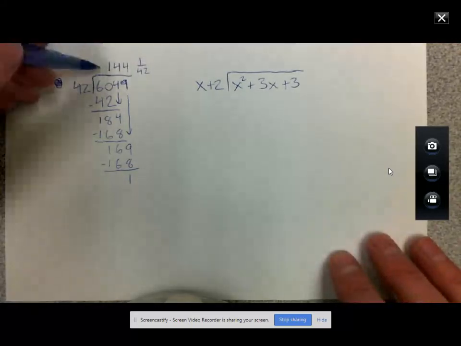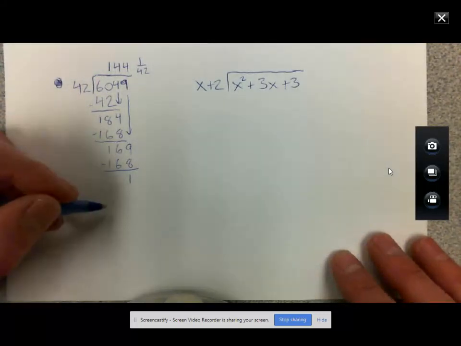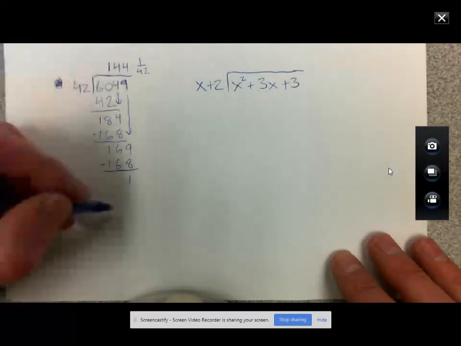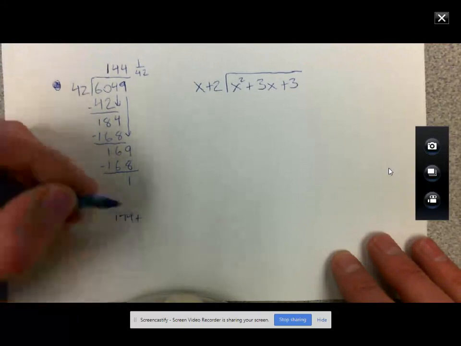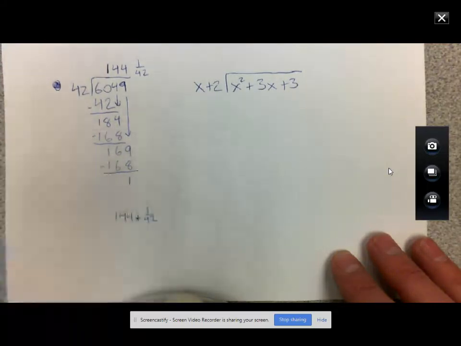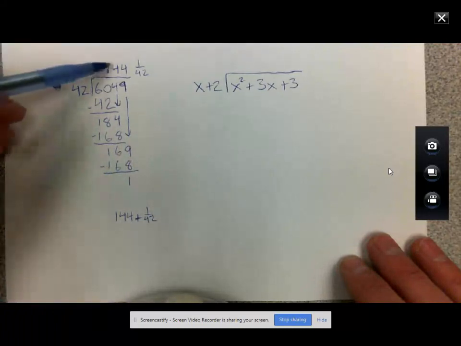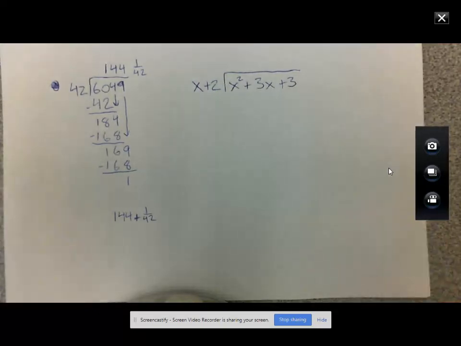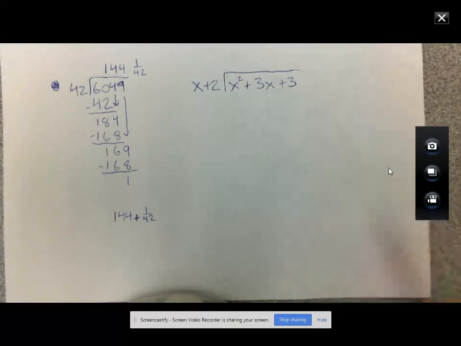There is another way of writing a mixed number. And it seems kind of ridiculous, or not necessary with numbers like this, but you could write it as 144 plus 1/42, because that's really what it is. It's 144 wholes plus 1/42 extra. So that's what this is really saying, is plus 1/42. And we're going to use this notation when we start looking at these polynomial functions up here.